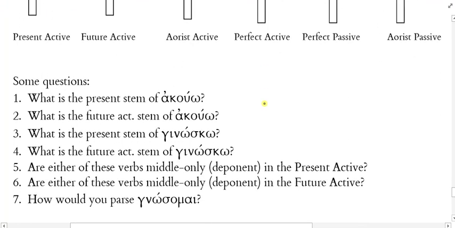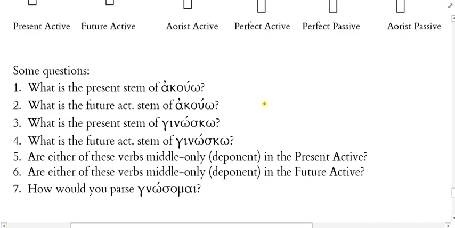So, based on what we've just looked at, what is the present stem of akuo? It's aku. Okay? I'm not going to put the breathing marks. What's the future active stem of akuo? It's aku as well. Very good. What's the present stem of gnosko? Gnosk. What's the future active stem of gnosko? Gno. Good. Are either of these verbs middle only or deponent in the present active?